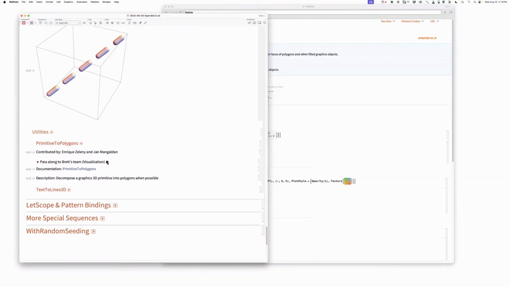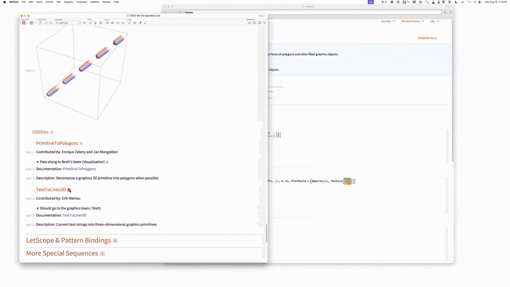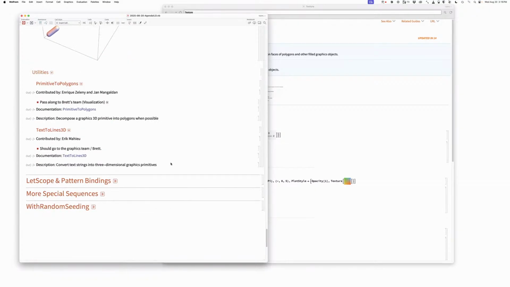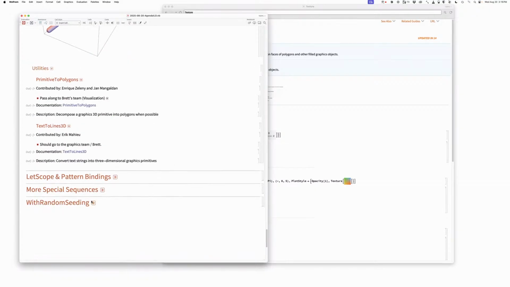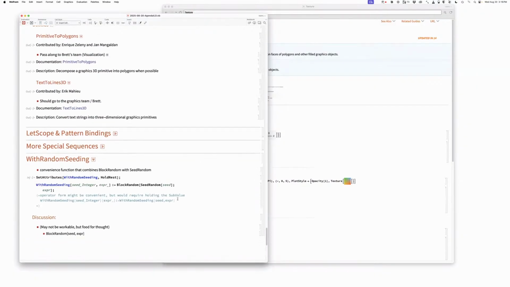Primitive to polygons. Let's bring these up another time. These are not the most important. Can I talk about this one here? Because I would like to get this one done.